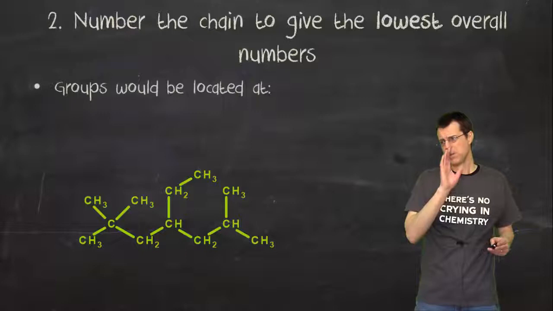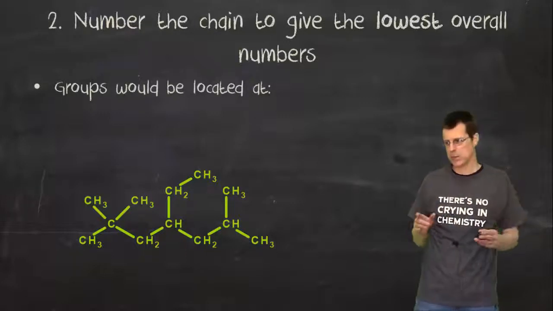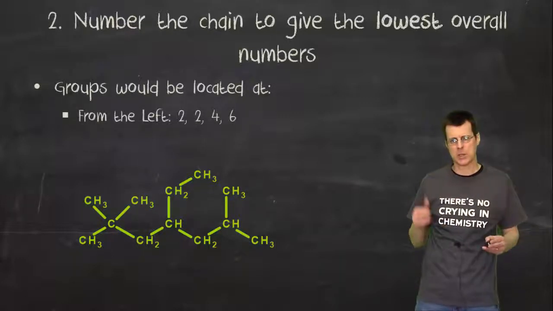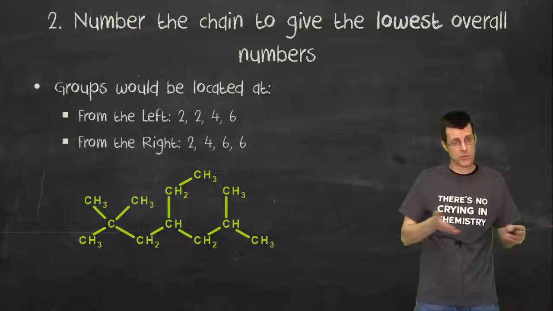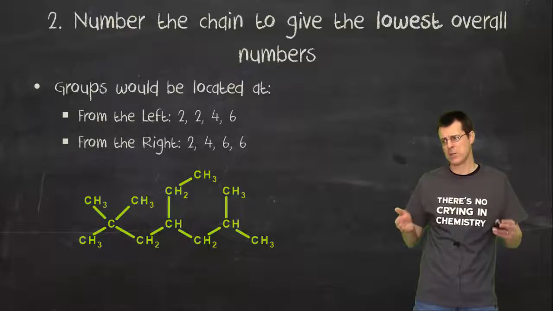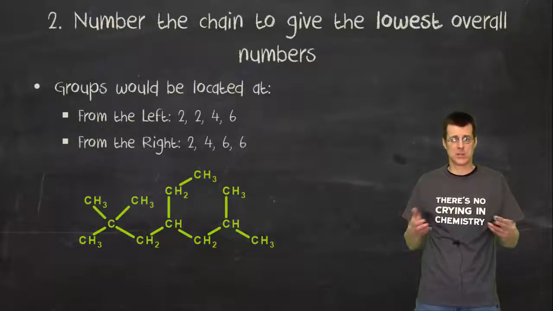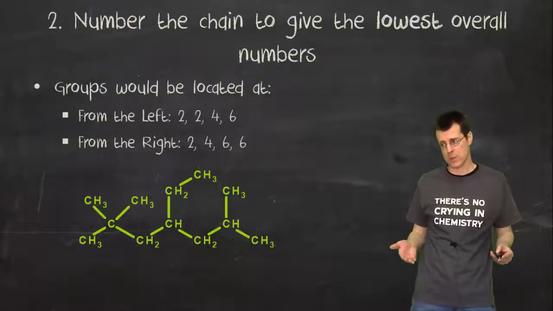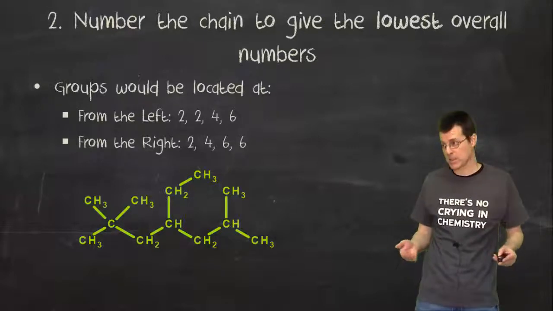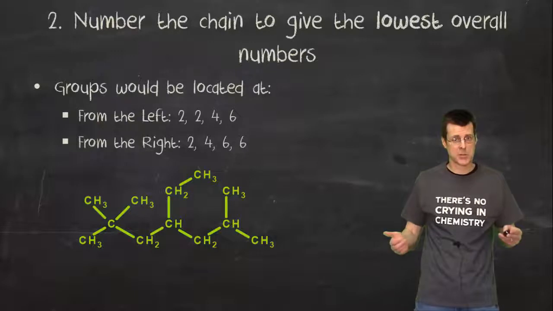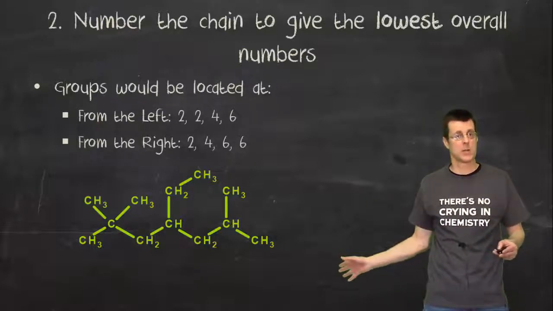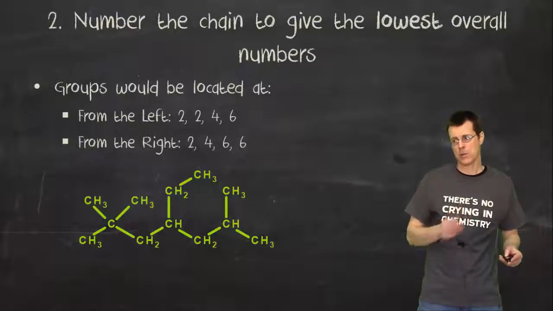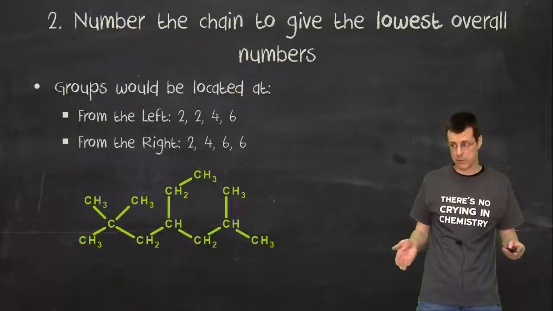If I looked at this one, then my groupings would be 2, 2, 4, 6. And if I went from the other direction, from right to left, they would be at 2, 4, 6, 6. Well, 2, 2, 4, 6 is a smaller overall grouping of numbers than 2, 4, 6, 6. So I would number this particular chain from left to right. So the carbon on the far left would be carbon number 1. Carbon on the far right would be carbon number 7.